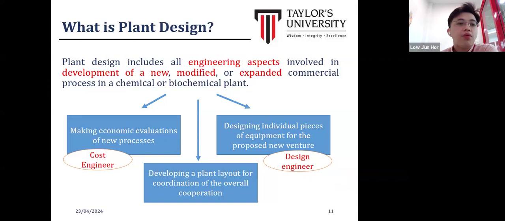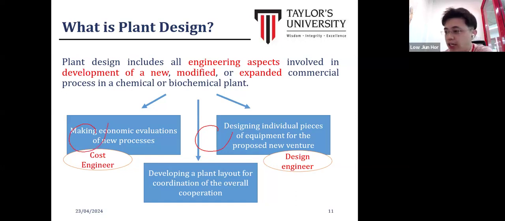Okay, so now we proceed. As I told you just now, as a chemical engineer, of course, we have to know how to apply the knowledge that we learn in order to come up with a chemical plant design. Even though we are a chemical engineer, we also need to take up the role of design engineer and also the role of cost engineer.